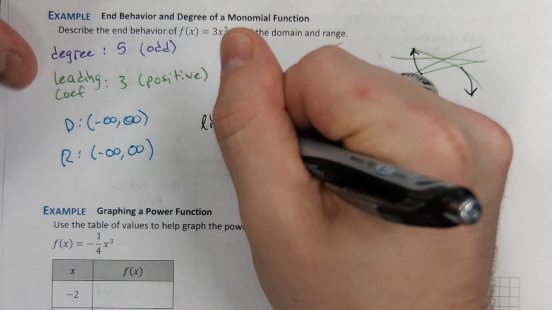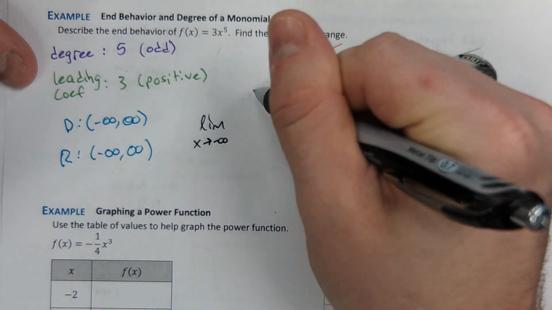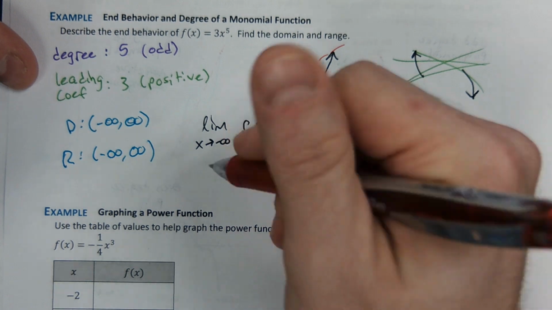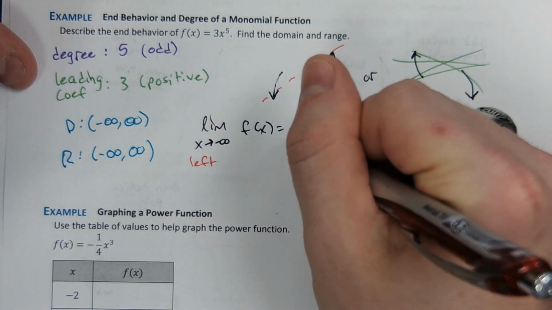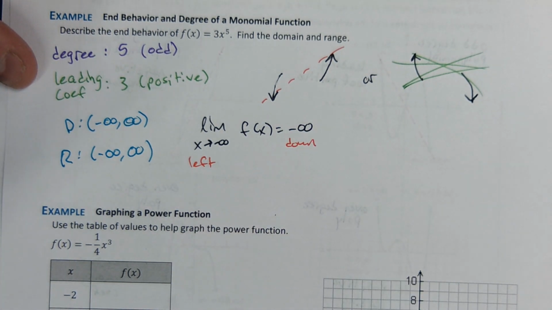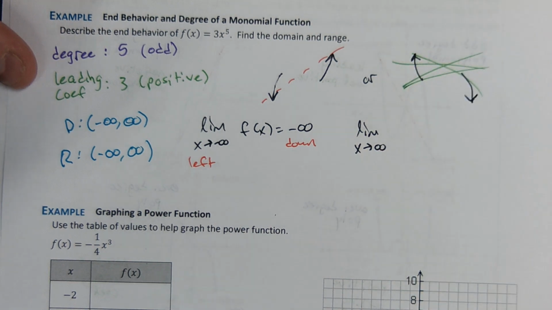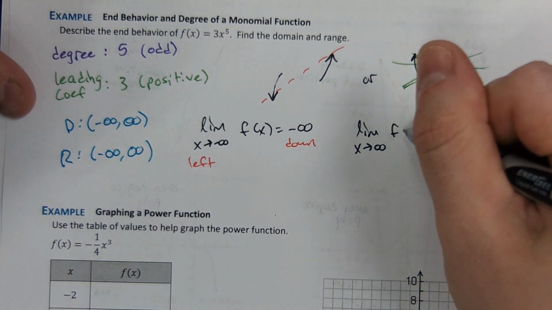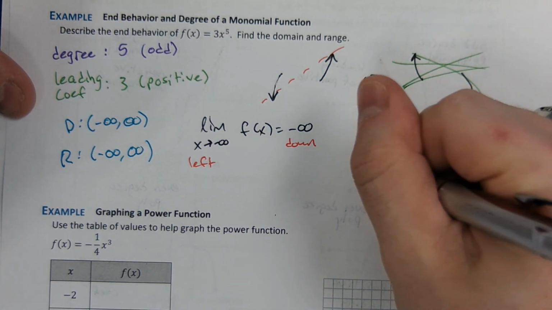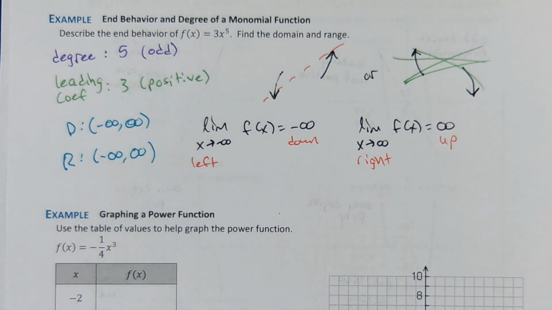Going to the left, the limit as x approaches negative infinity, meaning as I head left, my y values head down to negative infinity. So that's left and down. But this one here, that's right and up. The limit as x heads to positive infinity, because that's what's at the far reaches of the right side of f of x, is upwards to positive infinity. So this is right and up, like that.